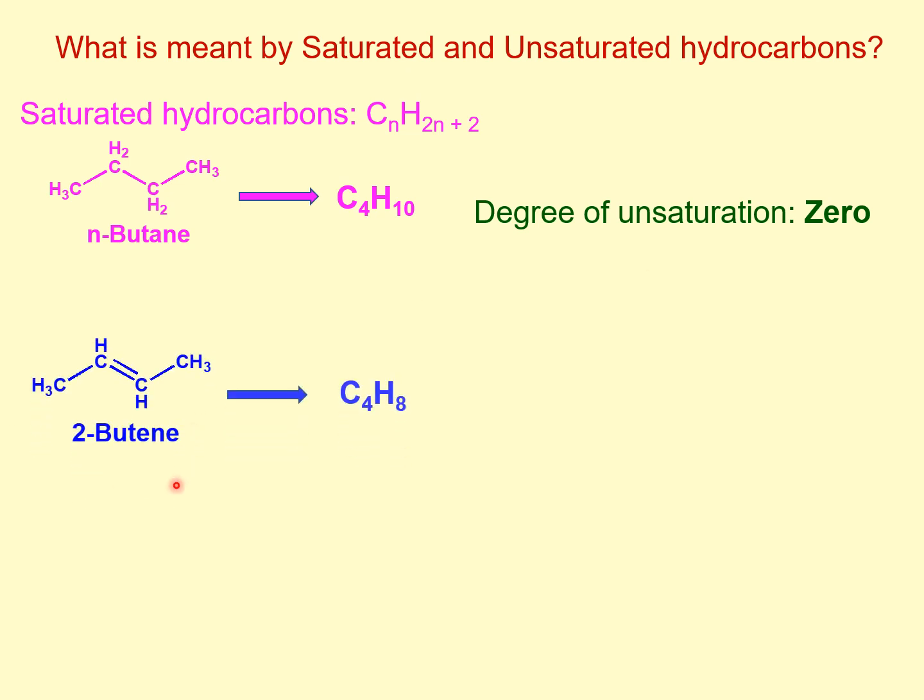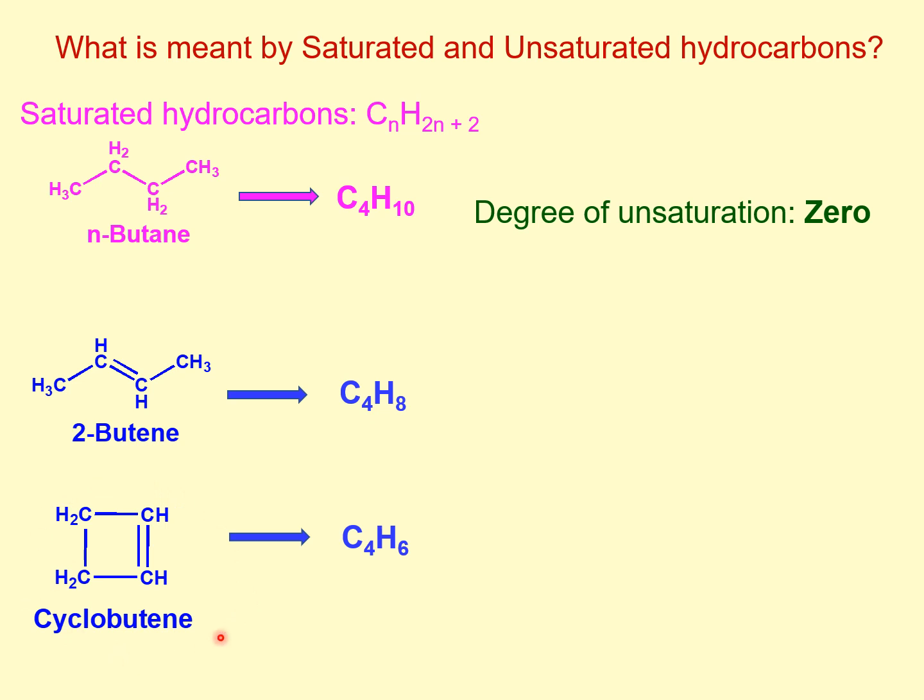You are also observing the structure of 2-butene, which contains one double bond. If you compare with n-butane, 2-butene will have 2 hydrogens less. So the point to be remembered: if you have one site of unsaturation, you have to lose 2 hydrogens.